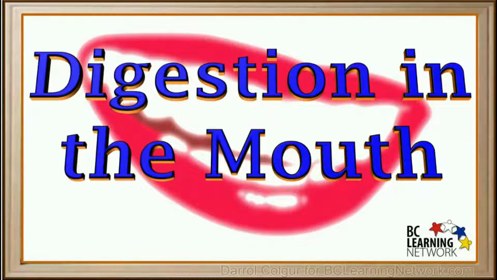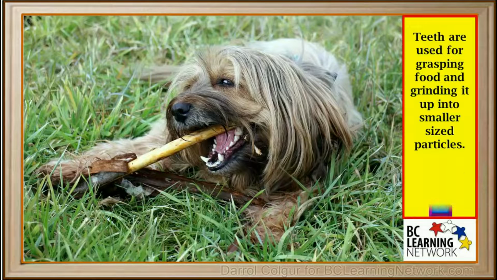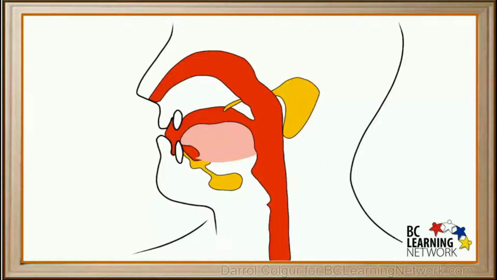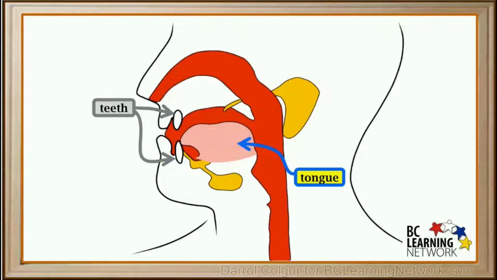Digestion in our body starts as soon as we place food in our mouth. Here we'll take a look at the digestion that occurs in the mouth. Teeth are used for grasping food and grinding it into smaller sized particles. The physical process of grinding food into smaller sized particles is called mechanical digestion. Now we'll take a look inside the mouth. Here are the front teeth. Here is the tongue, which consists of muscle tissue and has taste buds on the surface. Movements of the tongue can break up food itself, as well as move food around so we can chew it better with our teeth.